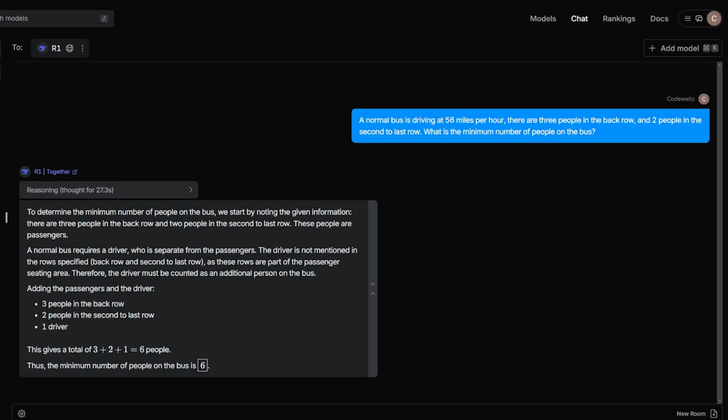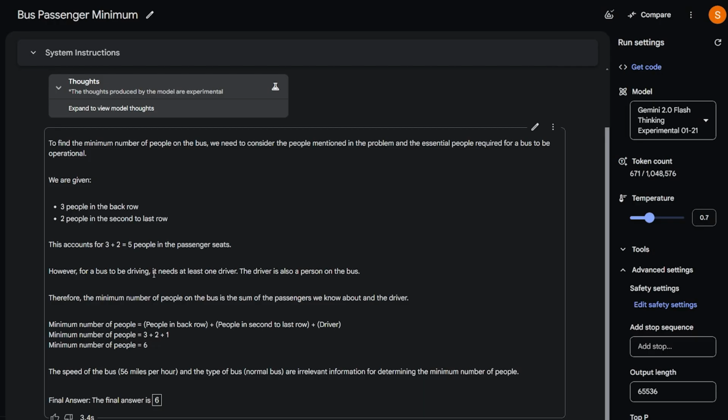This question is NLP, but for mathematics also. It has some sort of trick that a large language model like this shouldn't ignore. A normal bus is driving at 56 miles per hour. There are 3 people in the back row and 2 people in the second to last row. What is the minimum number of people on the bus? DeepSeek got 6, which is correct. The driver, the 2 people, and the 3 people in the back row, and it completely ignored the miles per hour, which is the correct approach. So did Gemini, with an almost identical explanation. So both of them succeeded.